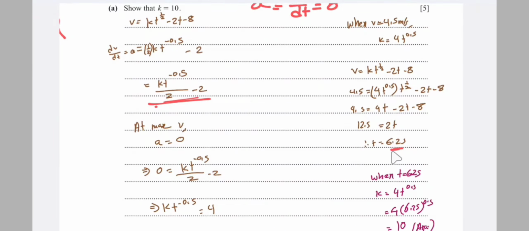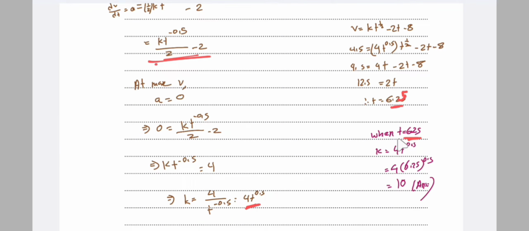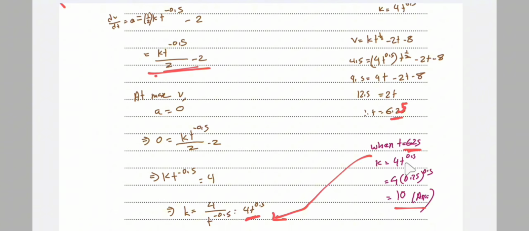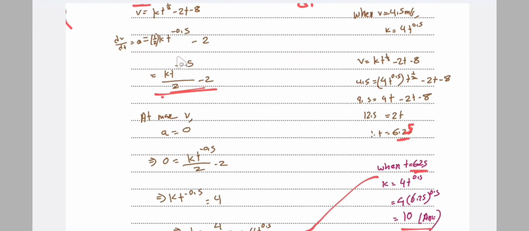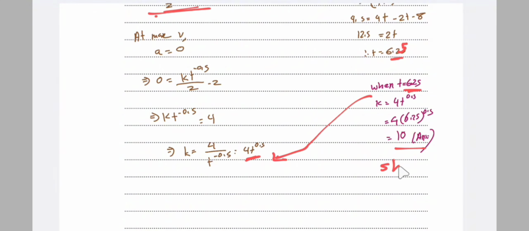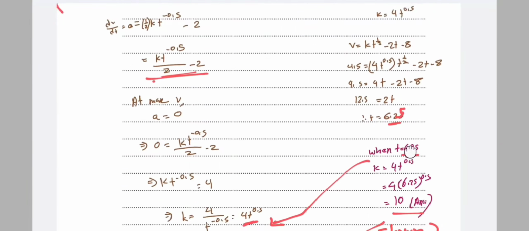Now since we know the value of time, 6.25 seconds, we can then substitute the value of time in the value of k to find the value of k as 10. And we need to show, that's why we have to write SHOWN. That is, k is equal to 10.